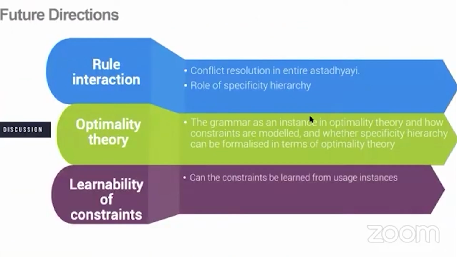So at that time, there were many future directions that we had found. For example, conflict resolution in the entire Ashtadhyayi: what is the role of a specificity hierarchy? That is something we wanted to actually find out. And Amrit Krishna, my student, got very much interested in seeing Panini's grammar as an instance of optimality theory, that is, how we can model the constraints, and then can we learn these constraints?